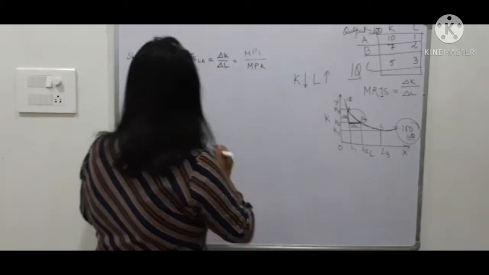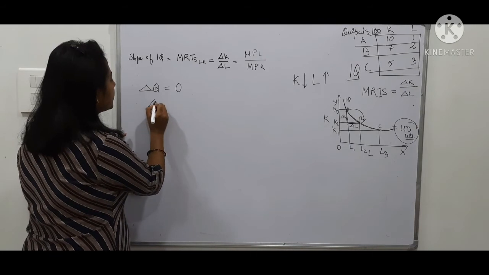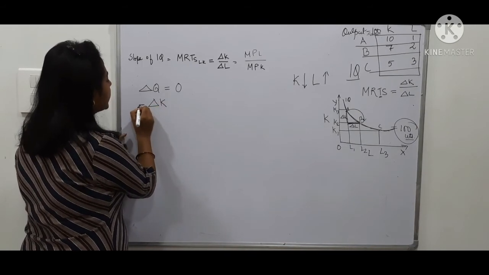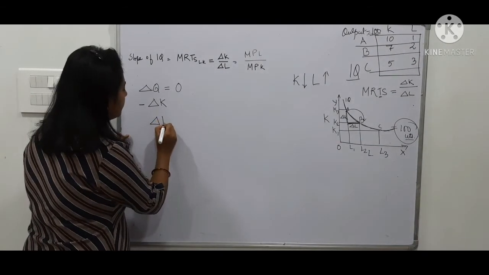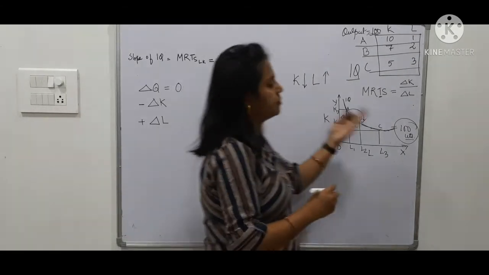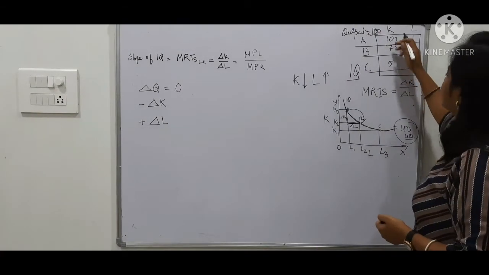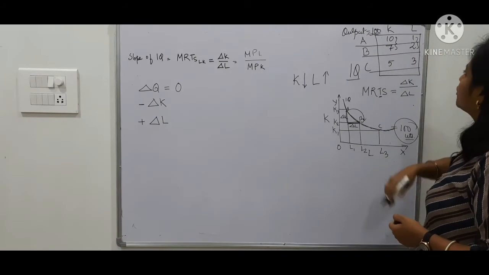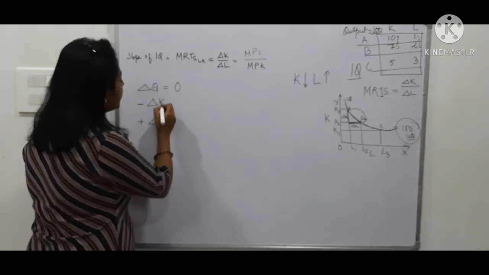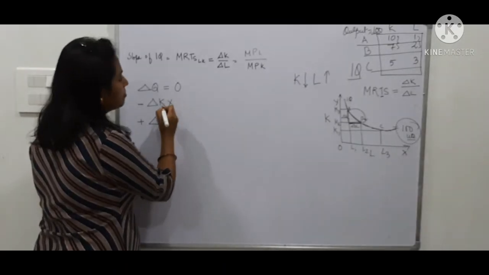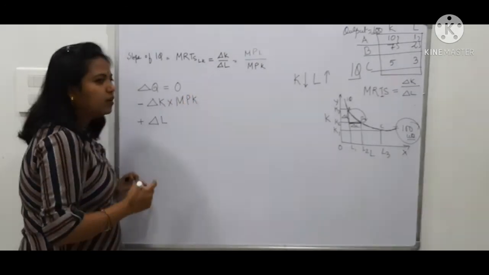So I know that change in quantity is 0, and I know that there is a change in capital, and this change is negative. Why? Because I am reducing the capital. And there is also a change in labor, but this is positive because I am increasing the labor. So here you see my change is negative because I have reduced. Here the change is positive because I have increased. Clear?